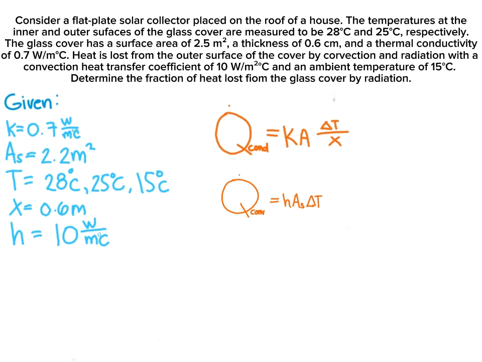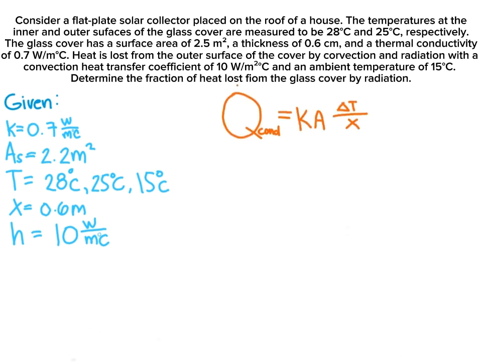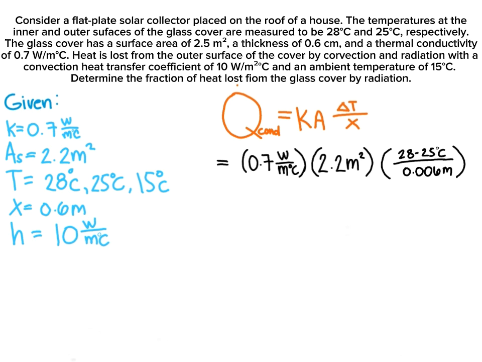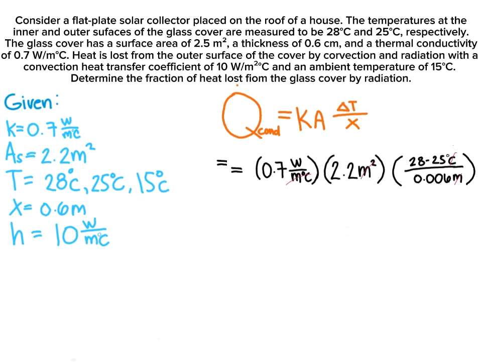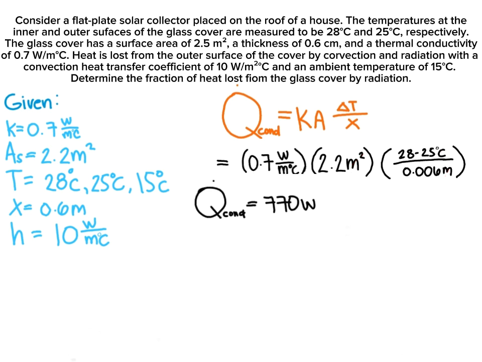So this is the formula that we're going to use to determine the fraction of heat lost from the glass cover by radiation. First, we're going to solve the rate of heat transfer by conduction. The thermal conductivity, 0.7 watts per meter Celsius, multiplied by the surface area of 2.2 meters squared, times the temperature difference, 28 degrees Celsius minus 25 degrees Celsius, over the thickness of the glass cover, which is 0.006 meter. Cancel out the unit. The rate of heat transfer through the glass by conduction is 770 watts.